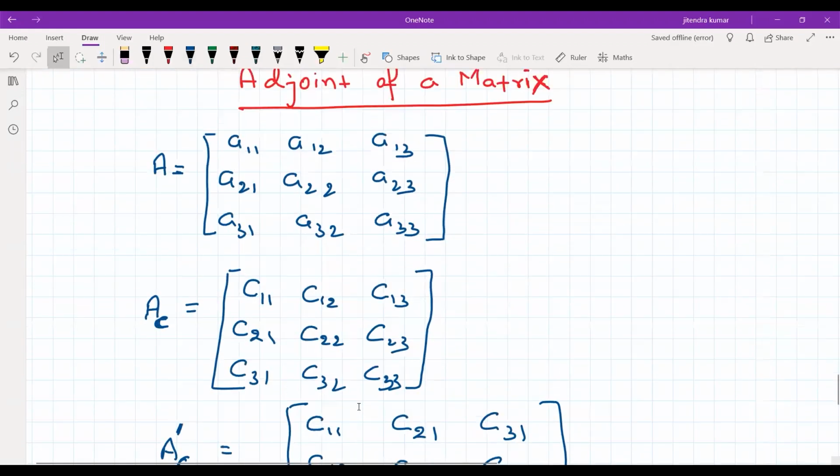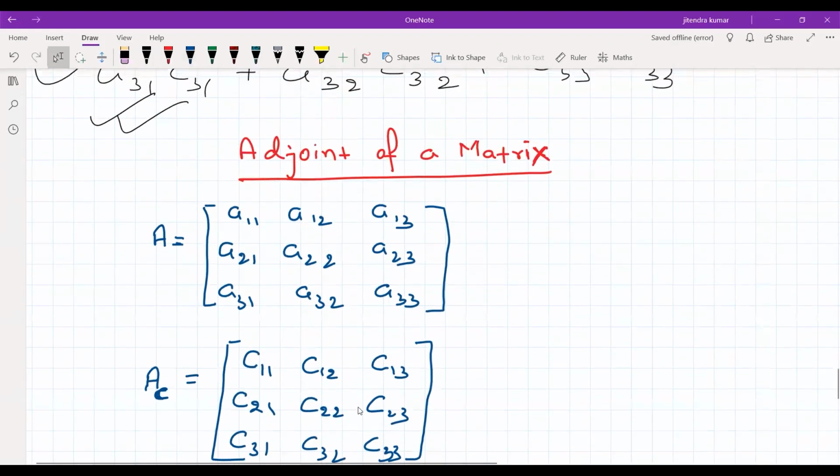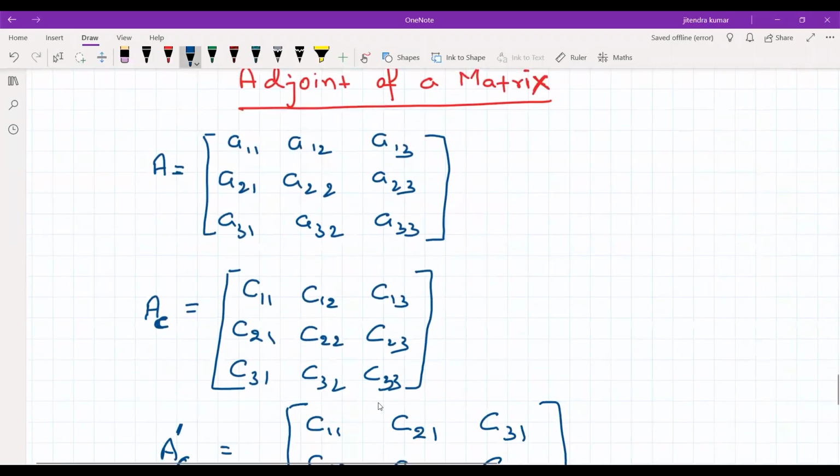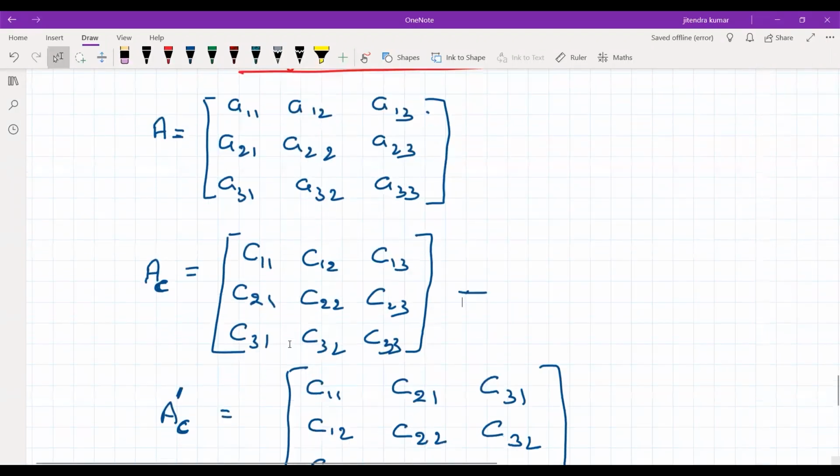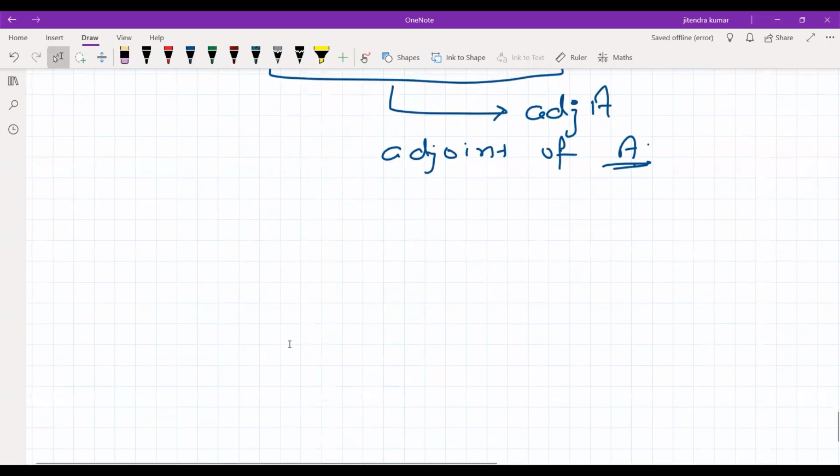So what will be the steps here for any given matrix? We will have to find first the cofactor of each element. Once you have the cofactor of each element, write all the cofactors in the form of a matrix again, and then just take the transpose of that matrix. That will be your adjoint.